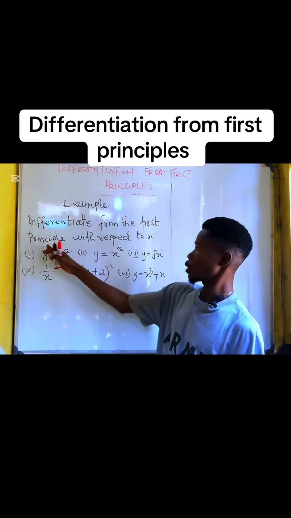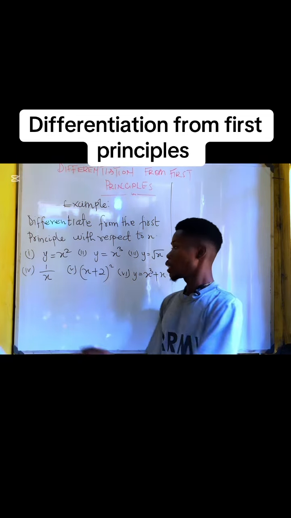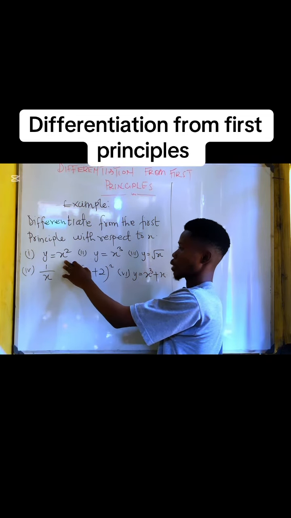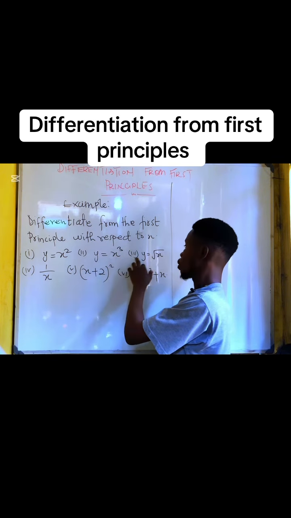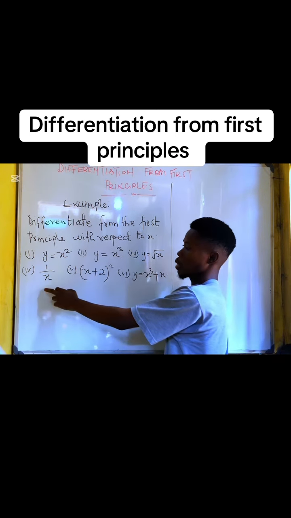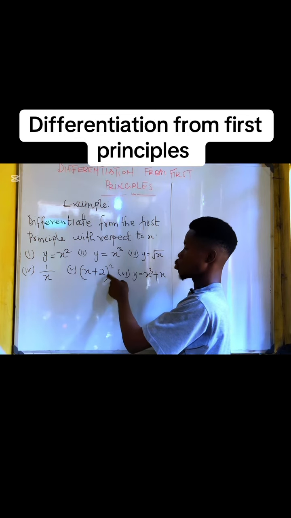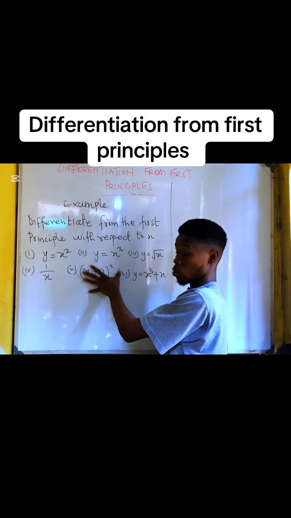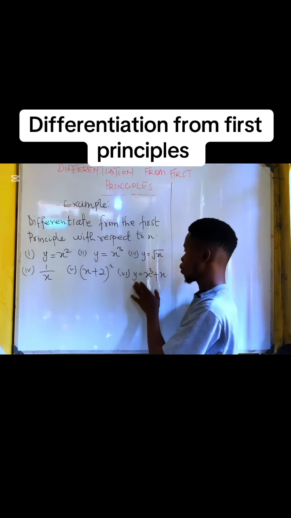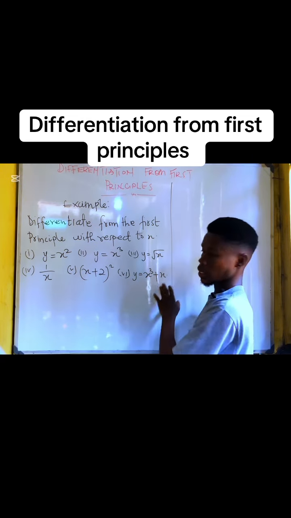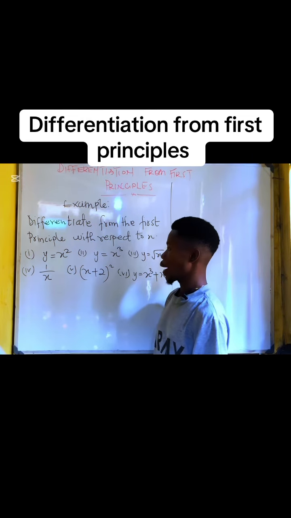Differentiate from the first principle with respect to x. y equals x squared, y equals x cubed, y equals root x, then y equals 1 over x, then y equals (x plus 2) to the power 2, and y equals x cubed plus x. So let's start with the first.